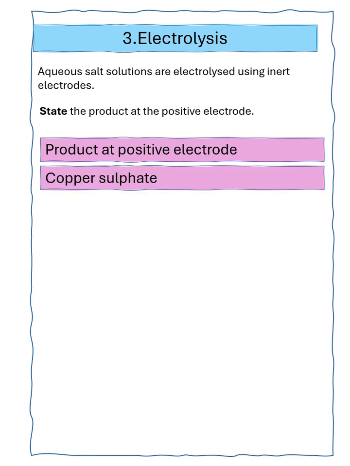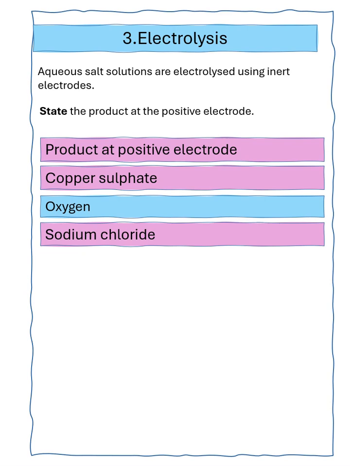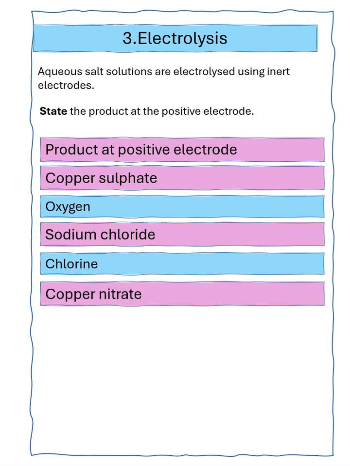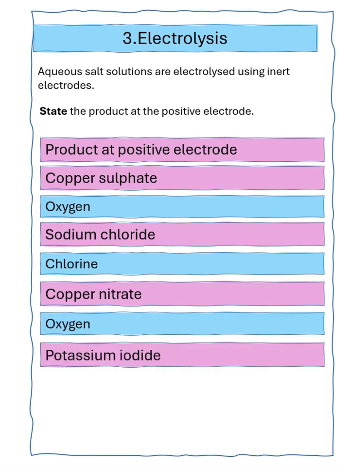So the first one is copper sulfate. Sulfate ions are not in group 7, therefore we get oxygen formed at the positive electrode. The next one is sodium chloride. Chloride ions are in group 7, chlorine is in group 7, therefore we'll get chlorine formed at the positive electrode. Copper nitrate. Nitrate ions are not in group 7, therefore we get oxygen formed. Potassium iodide. Iodine is in group 7, so we get iodine formed at the positive electrode.